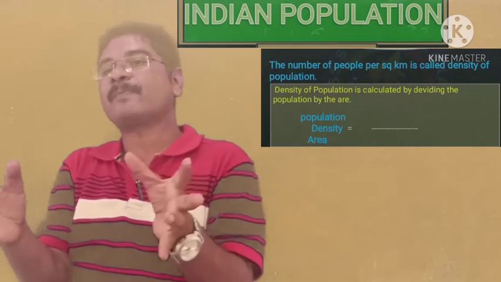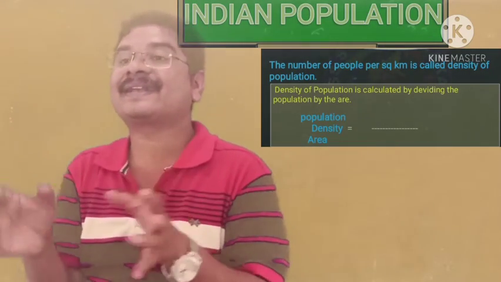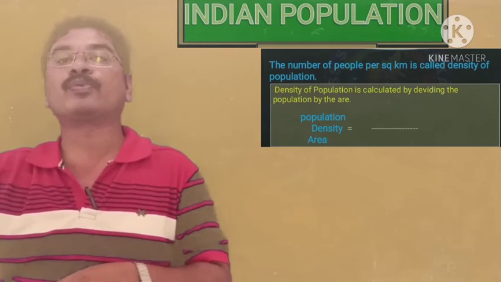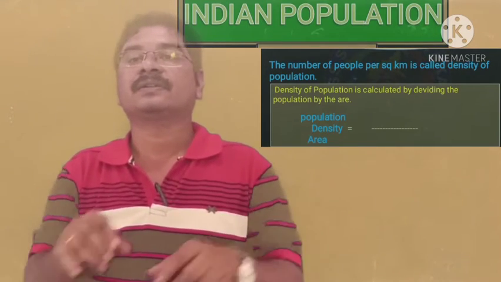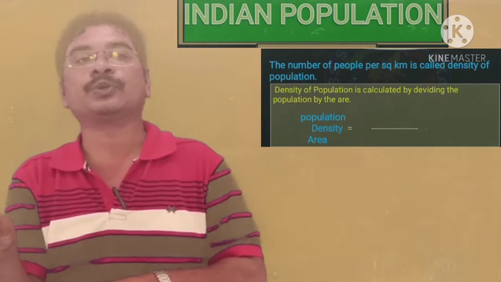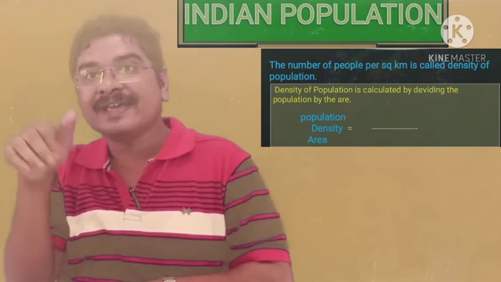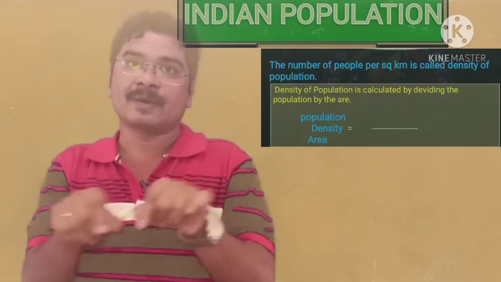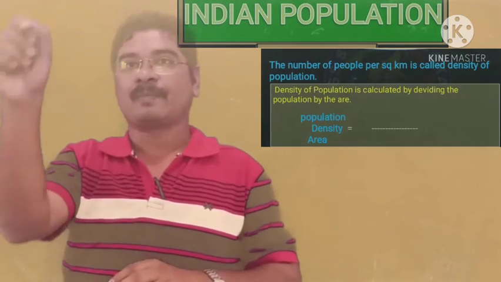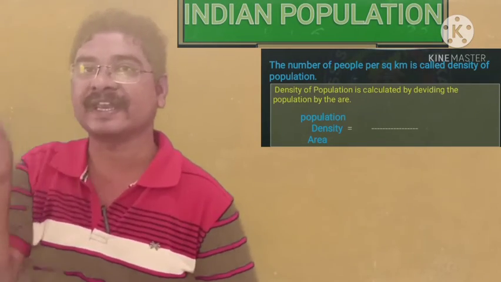Density of population is calculated by dividing the population by the area. Density is equal to total population divided by the total area of a particular place. According to the 2011 census, the average density of population in India is 382 per square kilometer.